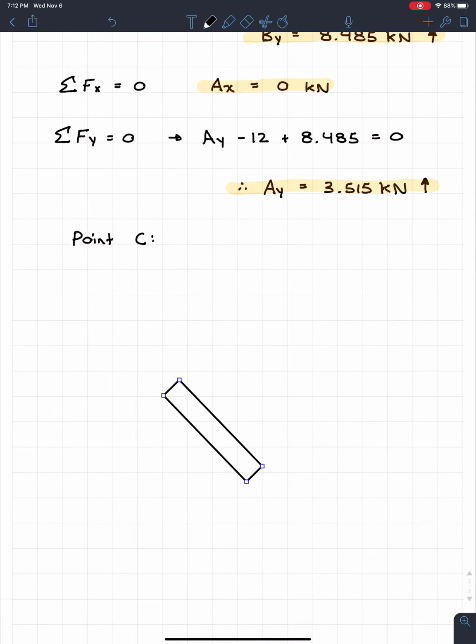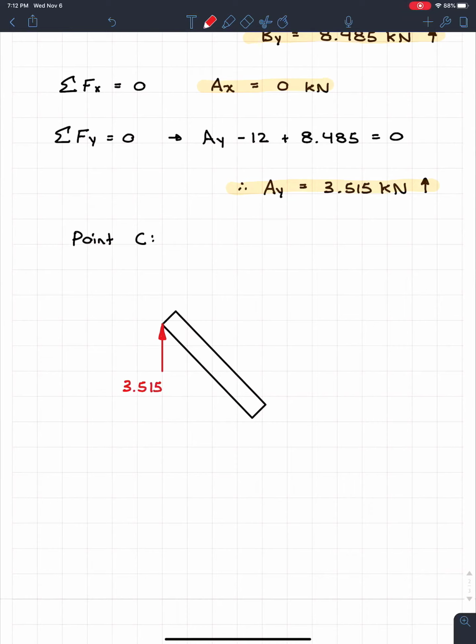Alright, perfect. So this will be our beam. What I'm going to do is move it up a bit. And we know that we had support reactions at A. So on this side, we had a force coming straight up, and this force was the 3.515 kilonewtons. And then we cut the beam.